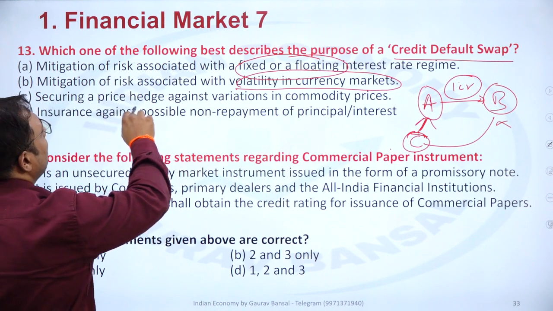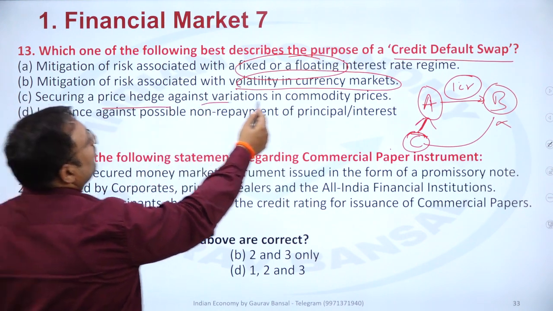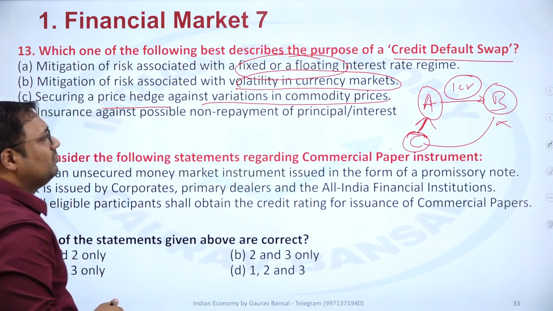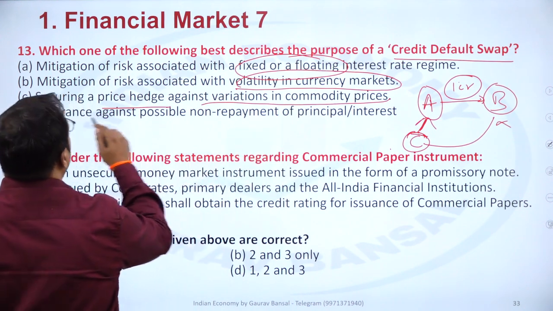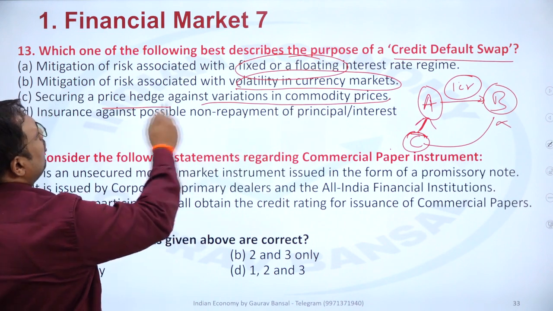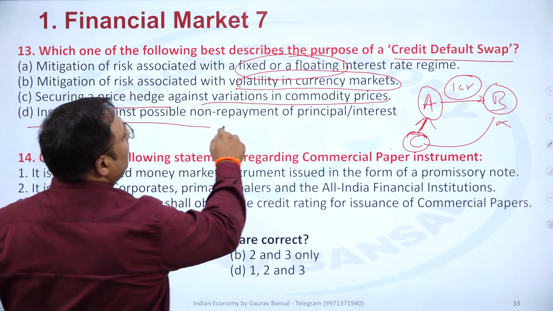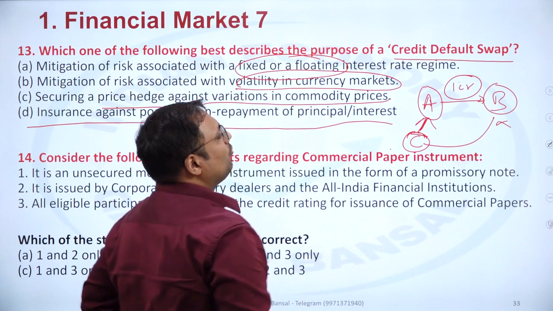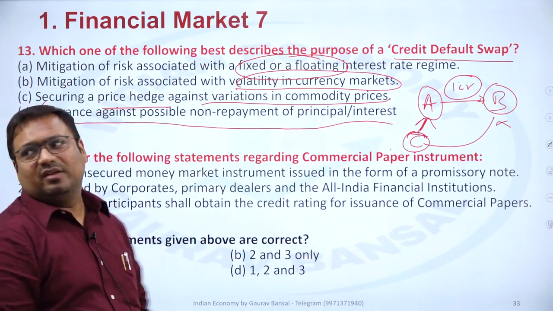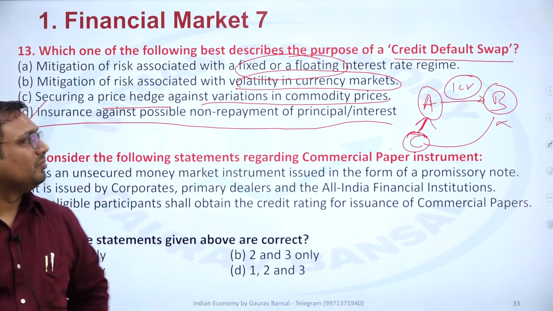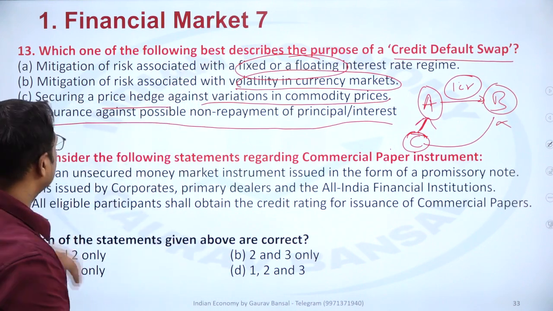C, securing a price hedge against variation in commodity prices. So again, price hedge in commodity prices is also related to the commodity market. Credit default means against a loan. So insurance against possible non-repayment of principal or interest. This is correct. So for 13, D is the answer. And I hope this is clear to you.